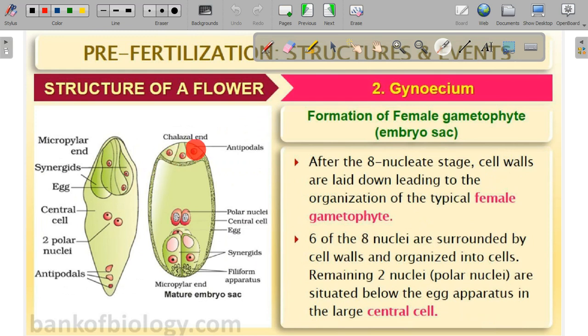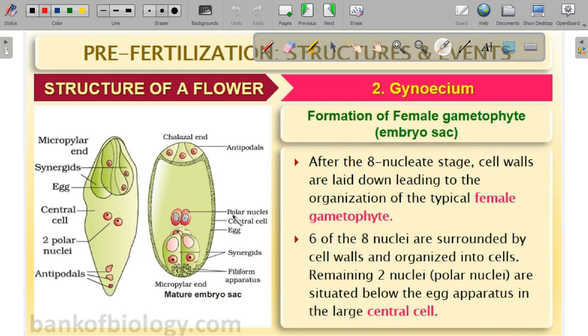Three of them are grouped in the chalazal end and are called antipodals. So out of eight nuclei, three become the antipodals. Two of them become synergids and one becomes the egg cell, which is haploid. Then we have a central cell with two polar nuclei. Total number of cells: three antipodals, one central cell, one egg cell and two synergids.